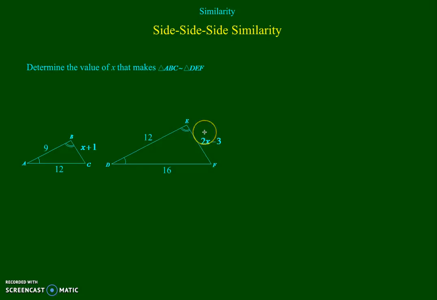Let's get started. We're going to start with BC. So we're going to say x plus 1 is to EF, 2x minus 3, as, go back to this triangle, we use AB, 9 is to AB corresponds to DE, which is 12.